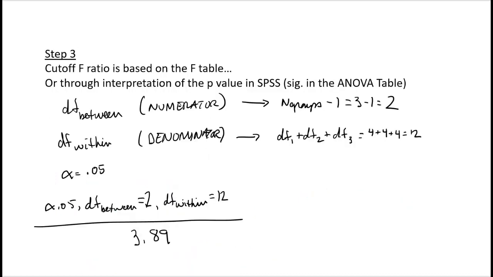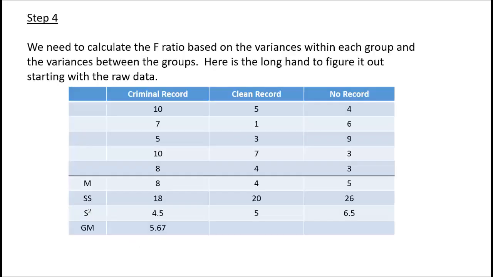Boom. Step number 4, and by the way, we'll make sure we come back to that later when we actually do the test. Step number 4, we're going to do a little bit of calculating. And I've done a little bit of the work already because I don't think that we need to go back and do hand calculation of sample standard deviation and variance. We can do that, hopefully. So we need to calculate the F ratio, which is what step number 4 is, to calculate the sample's statistic. So we need to calculate the F ratio based on the variances within each group and the variances between the groups. Now, I'm going to show you the longhand of how to figure it out.